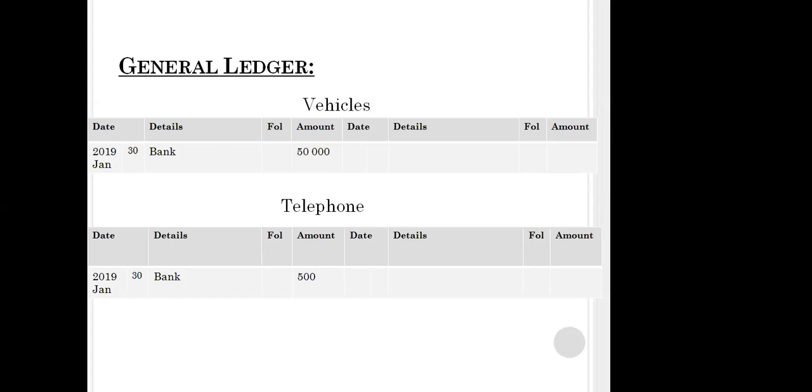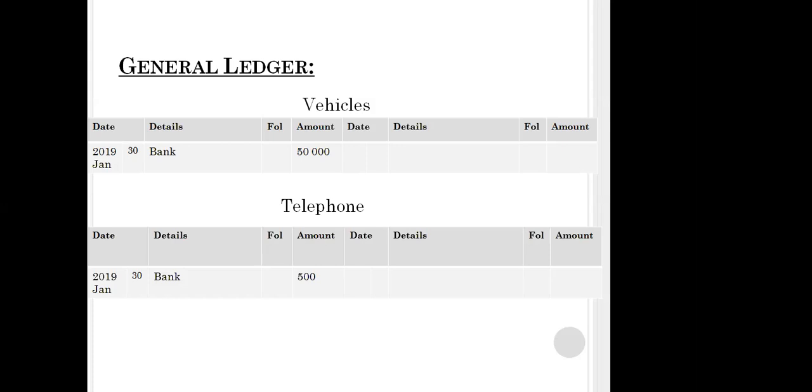Right, nothing in the folio column, but let's say you should have written the journal in. So if you purchase something and you need to pay for it, which journal is involved? The CPJ. And the amount, I've told you from the transaction, is 50,000 rand.